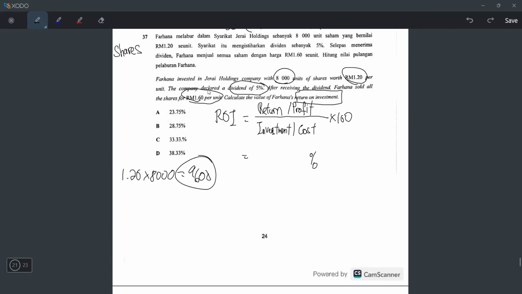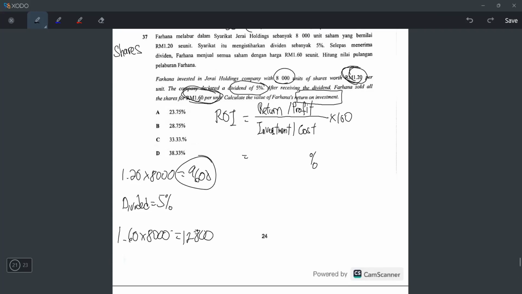And then the company declared a dividend of 5%. So there's a 5% dividend. But then he sold it. After receiving it, Farhana sold all for 1 ringgit 60 cents per unit. Can you see the one he sold is higher than the one when he bought? When he bought it was 1 ringgit 20 cents per unit, but now he sold at 1 ringgit 60 cents. So there's a profit there, right? So 1.60, but this is per unit. You have to times 8,000 also. So let's see what I get here. 1.6 times 8,000, 12,800.